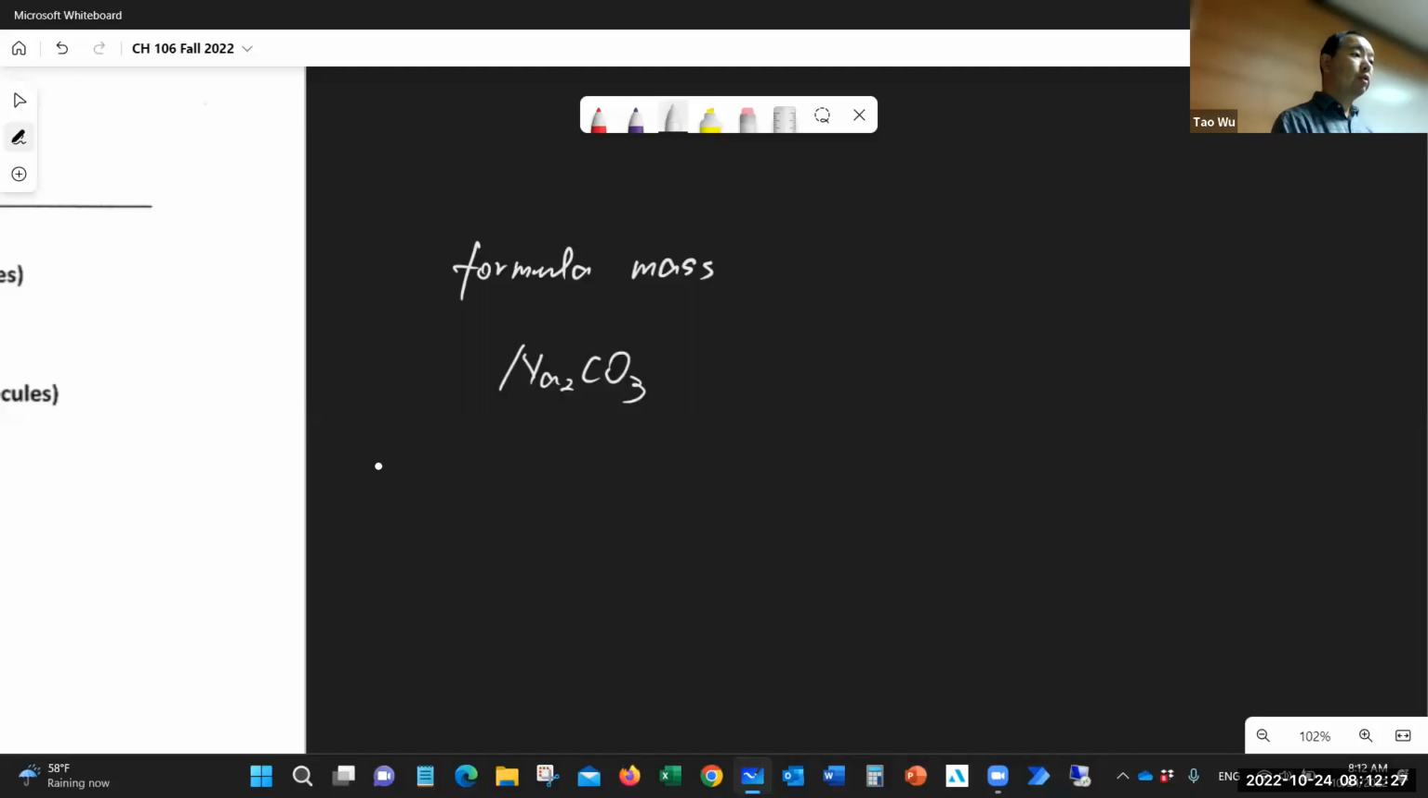So for the formula mass, you just look at the molar mass, or the atomic mass, for each of those elements, and then you add them together. That's it. Since we have 2 sodium, that's sodium times 2, plus 1 carbon, and 3 oxygens, so oxygen times 3. You add the masses all together, and you will figure out the formula mass.